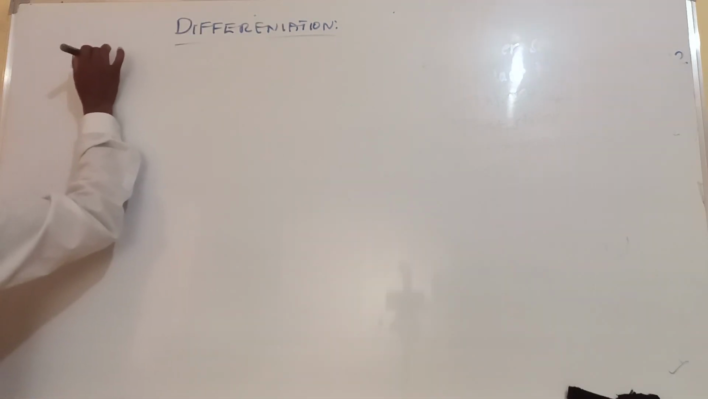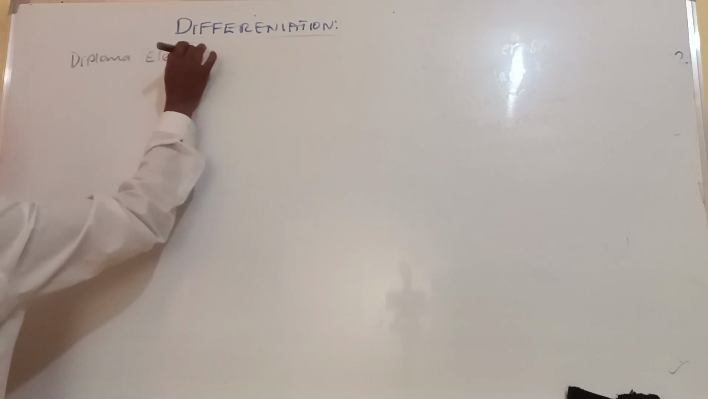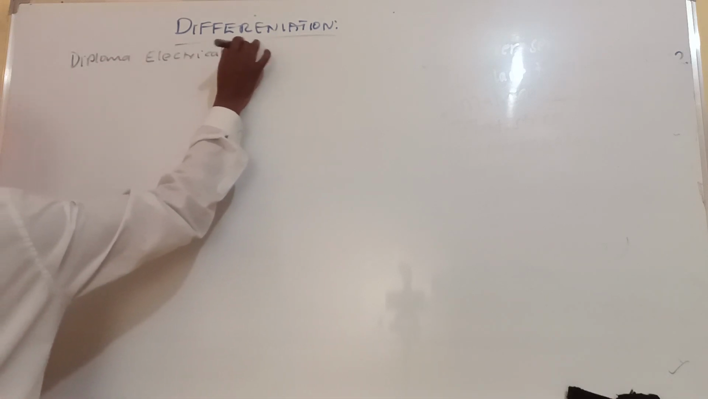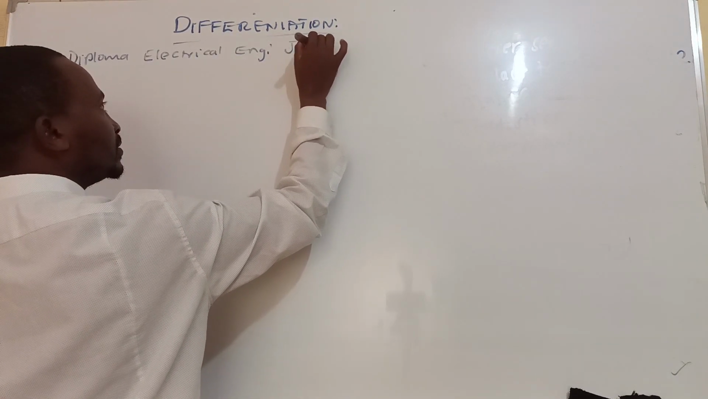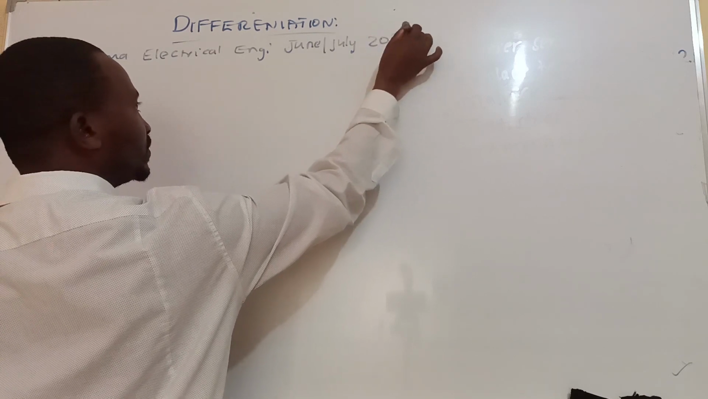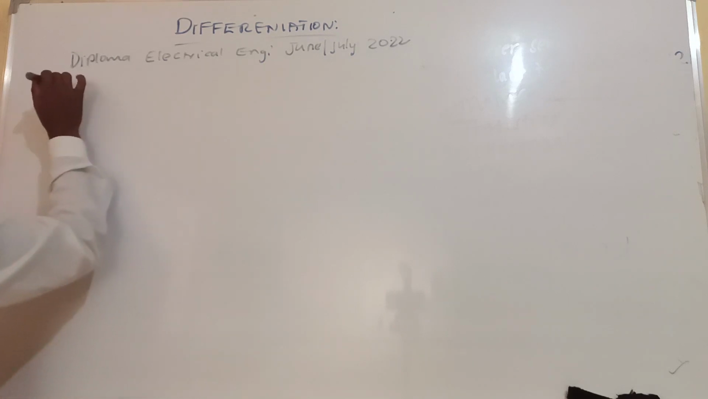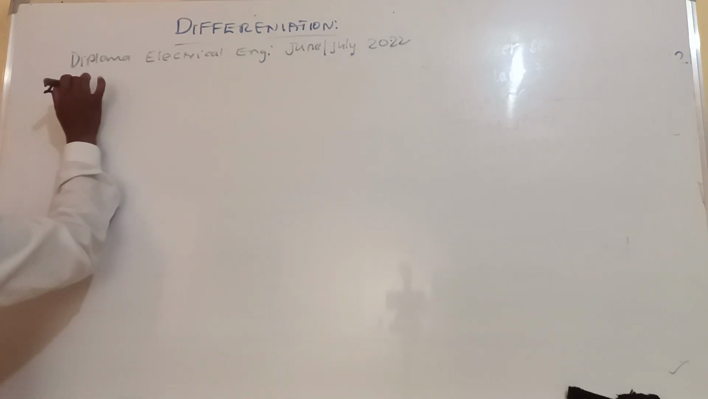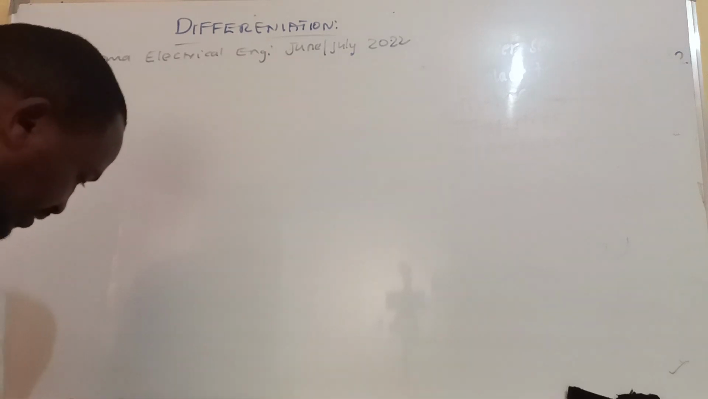Diploma, electrical engineering, June July 2022. We have 2A, Roman 3. I think that one we had done in a previous video.